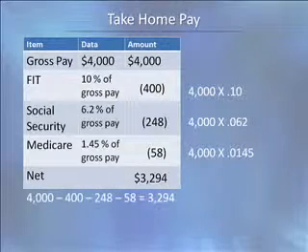The take-home pay is determined by subtracting the FIT 400, the Social Security 248, the Medicare 58 from the gross pay of 4,000. The take-home pay, the net pay, is 3,294.